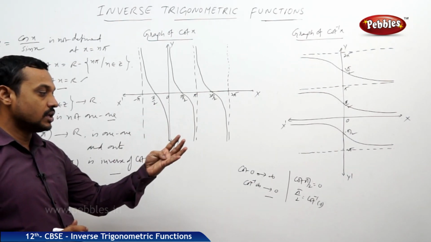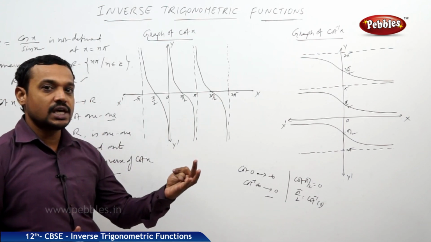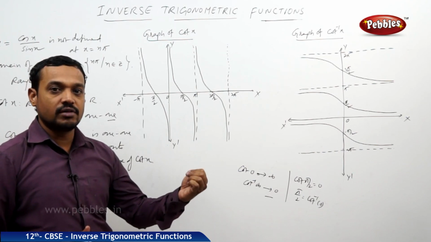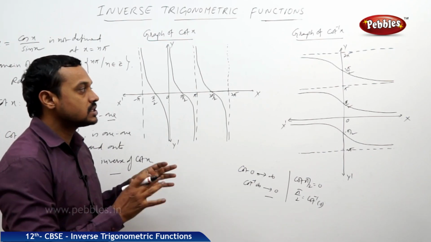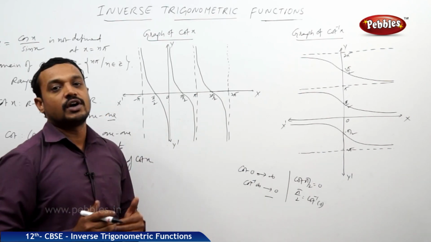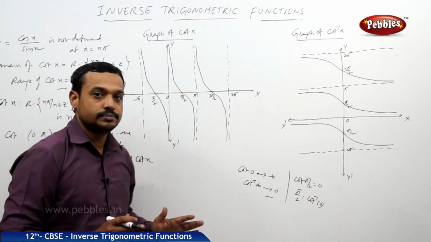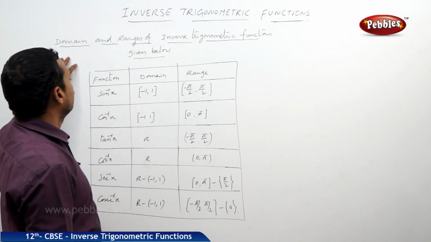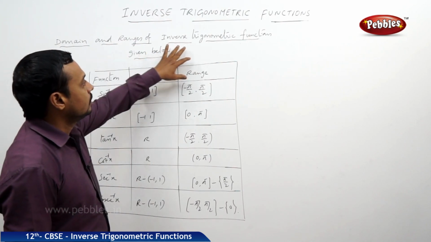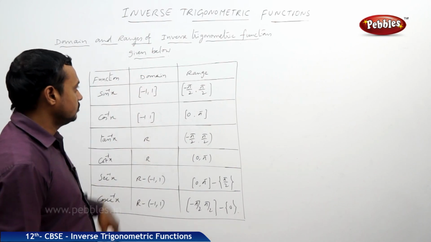You know, sin inverse x is the inverse of sin, cos inverse x is the inverse of cos, and likewise tan inverse, cot inverse, secant inverse, cosecant inverse. These are the 6 inverse trigonometric functions of the trigonometric functions sin, cos, tan, cot, secant and cosecant. So, finally, we can conclude the domains and ranges of the various inverse trigonometric functions as given in the table.